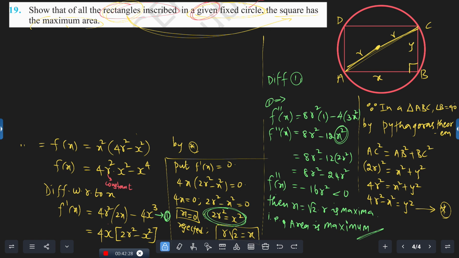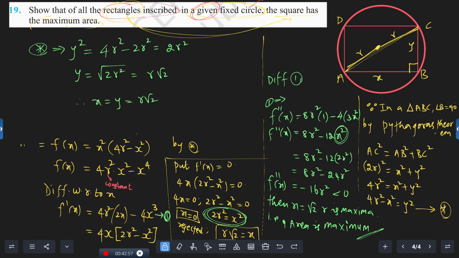So what I am finding is the y value. So star implies y square is equal to 4 times r square minus x square. The x value we know is 2 times r square. When you subtract again, 2 times r square, then y equals square root of 2 times r square. For r we can take root, for 2 we don't have root, that's it. So therefore x is equal to y equal to r root 2 we are getting.